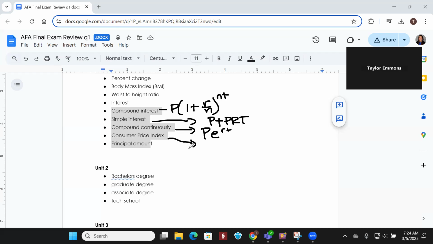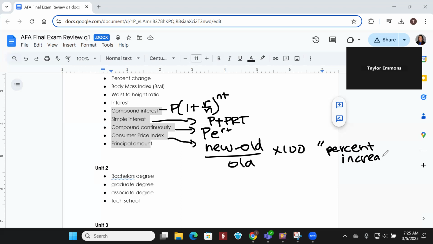Consumer price index. What did y'all put for that one? What is consumer price index? Yes, it is the thing that has the table. So that's when we're using that percent increase normally, so I would put this formula again here, and I would put percent increase. But yes, you're right, it's the one with the table.